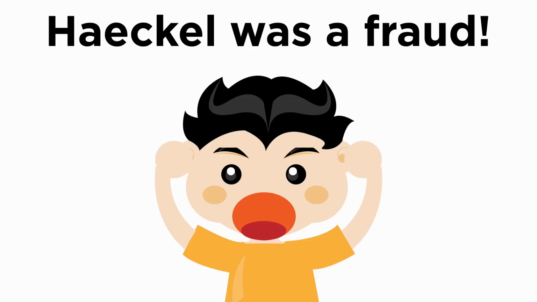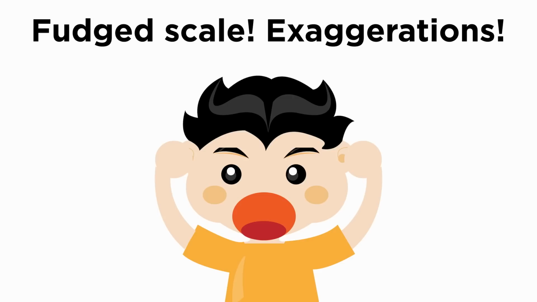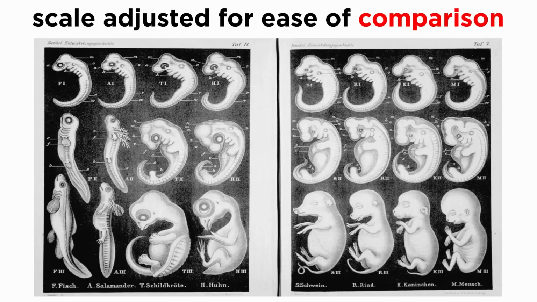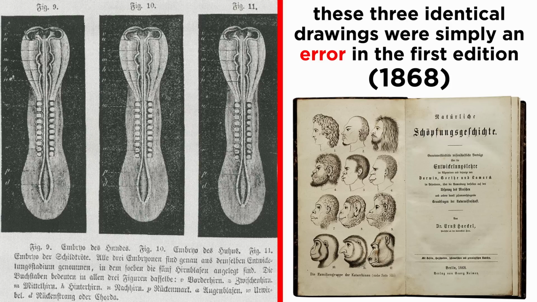While this is primarily creationists, it also included a few biologists. They will say that he fudged the scale or exaggerated characteristics, since they were hand drawings. In reality, he made them the same size for ease of comparison. Additionally, he accidentally used the same drawing for 3 embryos in his first edition, but this was pointed out to him and he fixed the images for later editions.